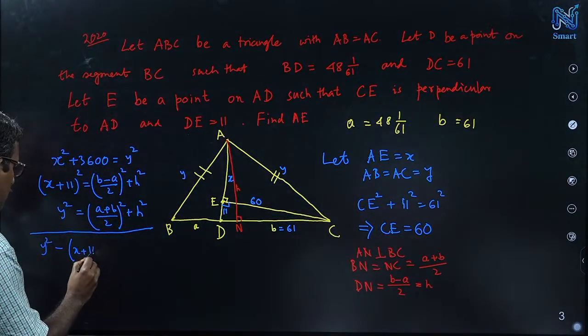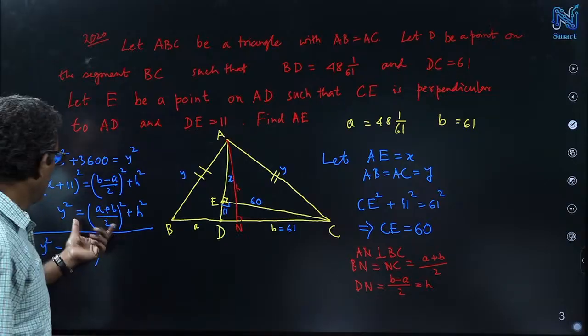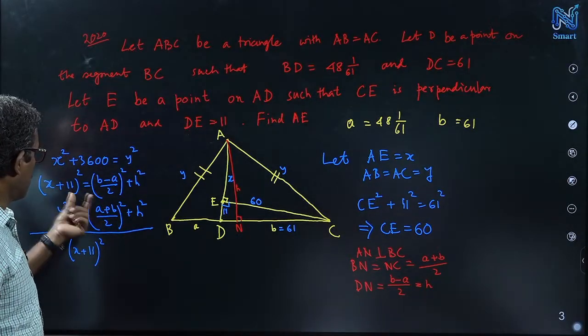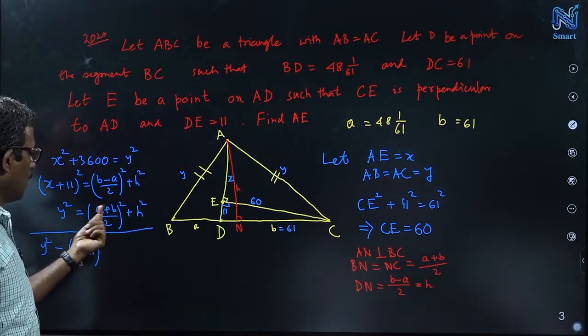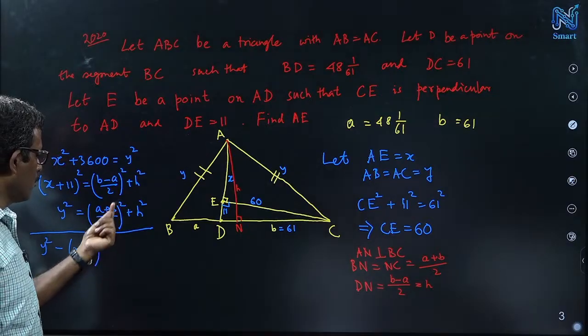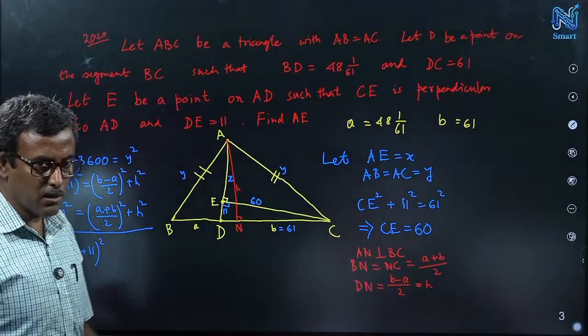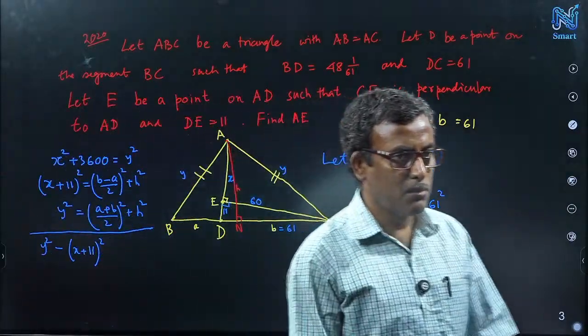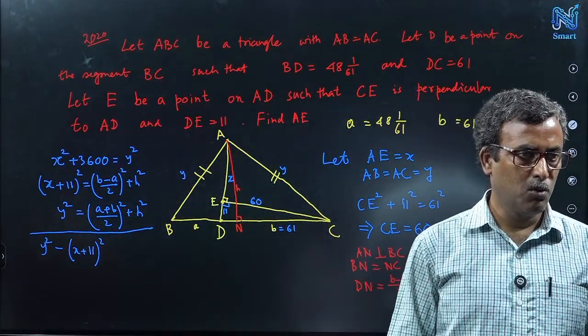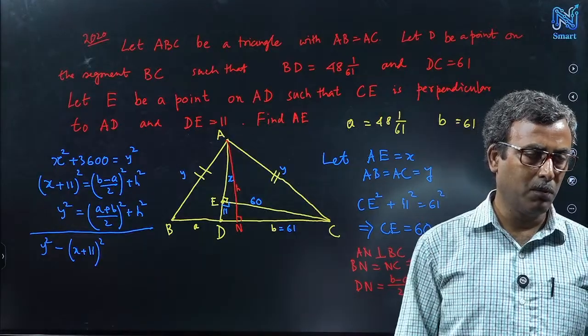y square minus (x plus 11) whole square, right? This minus this, so a square cancel out. Then (a plus b by 2) whole square minus (a minus b by 2) whole square. What is the value? You know that? What is (a plus b by 2) whole square minus (b minus a by 2) whole square?